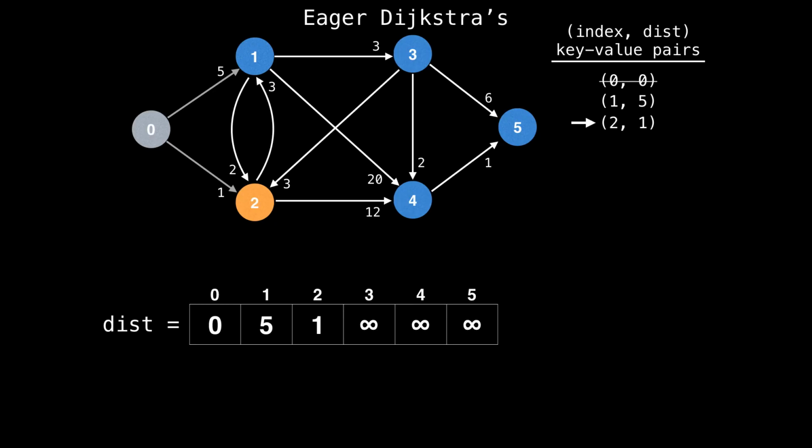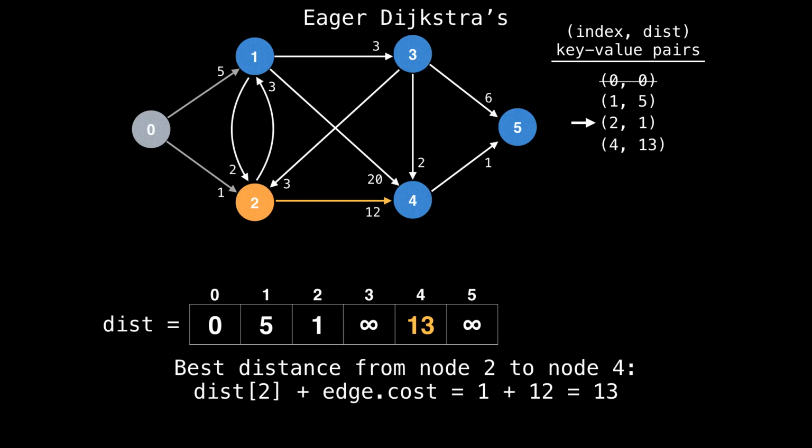From node 2, we can take the sideways edge to improve the best distance to node 4 to be 13 by taking the current best distance from node 2, which is 1, plus the edge cost of 12 to get to node 4 for a total cost of 13. We can update the best distance to node 1 by taking the upwards edge from node 2. Notice that I did not insert a new key value pair with a value of 1, 4 inside the priority queue, but rather simply updated the existing value in the priority queue from 5 to 4. This is the main difference between the lazy and the eager version.